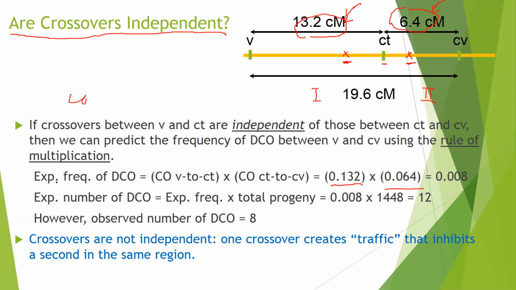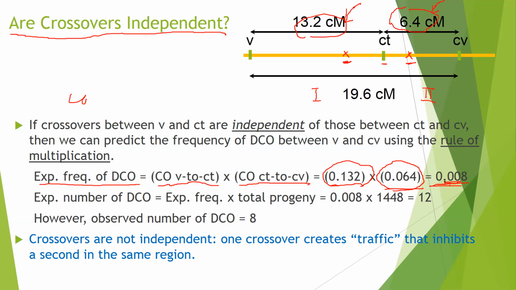So this is the expected frequency of double crossing over, which is the probability of crossing over in region 1 multiplied by the probability of crossing over at region 2. Since this genetic distance is the probability, we can simply multiply these two numbers, and get this. All right, so this 0.008 is the expected frequency of double crossover in this entire region.